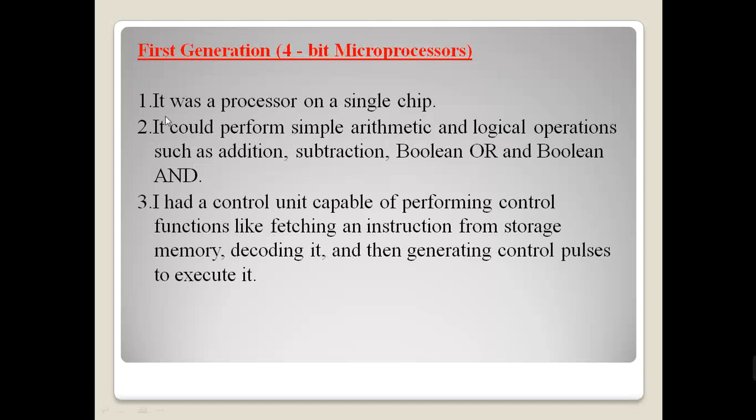The first generation microprocessors are 4-bit microprocessors. A 4-bit microprocessor was a single chip. So this is a basic one. It could perform only simple arithmetic and logical operations. Arithmetic means addition, subtraction, then Boolean OR and Boolean AND. So these are simple calculations we can do in 4-bit microprocessors.